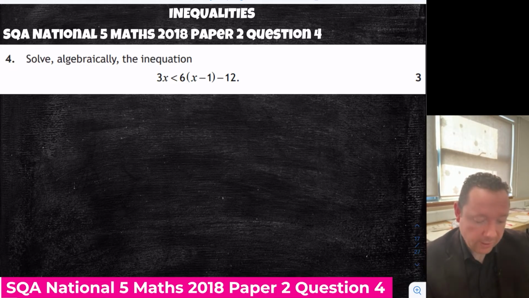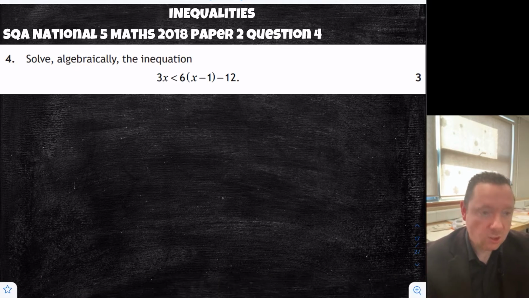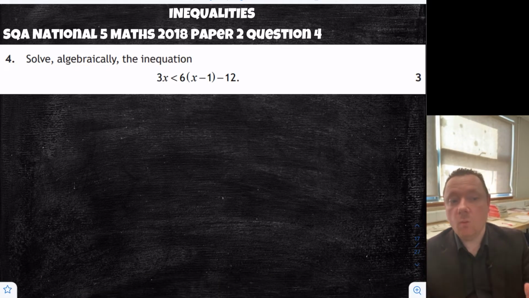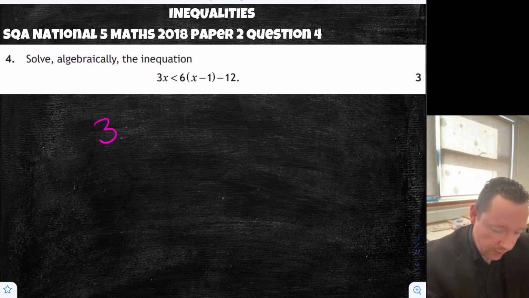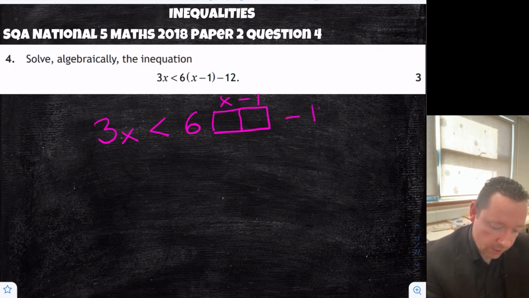Solving inequalities. SQA National 5 Maths 2018 Paper 2 Question 4. Solve algebraically the inequality 3x is less than 6 bracket x minus 1 minus 12. So it's just the same as solving equations, but sometimes there's an adjustment to be made at the end. So let's just write the 3x is less than 6 times x minus 1, because I'm expanding the bracket. And then I've got minus 12 sitting about in the end.